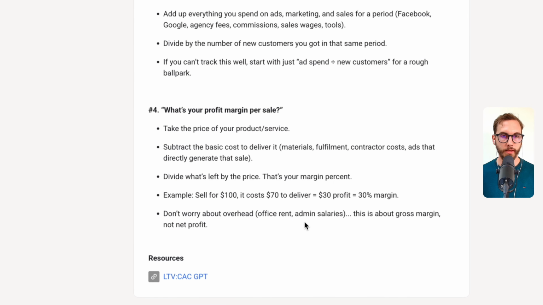A simpler way to think about this: if you sell something for $100 and it costs you $70 to deliver the good or whatever, and included in that cost is attracting that person with your ads, and you're left with $30 remaining, then it's 30% margins or gross profit. So don't include your office rent, don't include your admin salaries and all that kind of stuff.